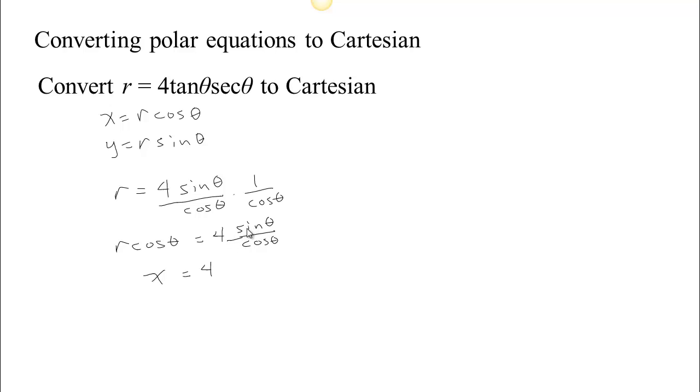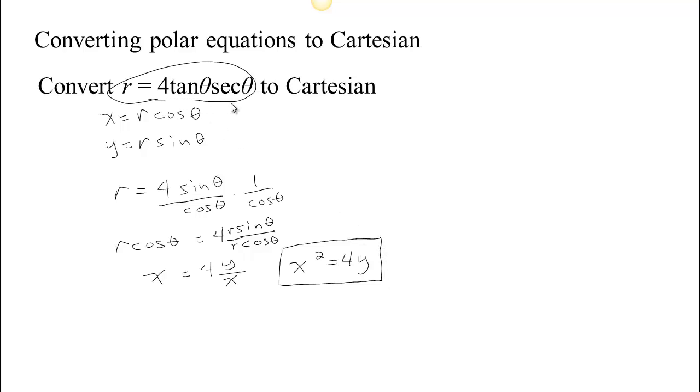Another thing I can do, look, I've got a sine theta and a cosine theta. If I multiply this fraction top and bottom by r, r sine theta is y, r cosine theta is x. So we're making progress here. Now if I multiply both sides by x, I have x squared equals 4y. Oh, this is the equation of a parabola. So this polar equation here is the polar representation of a simple parabola.